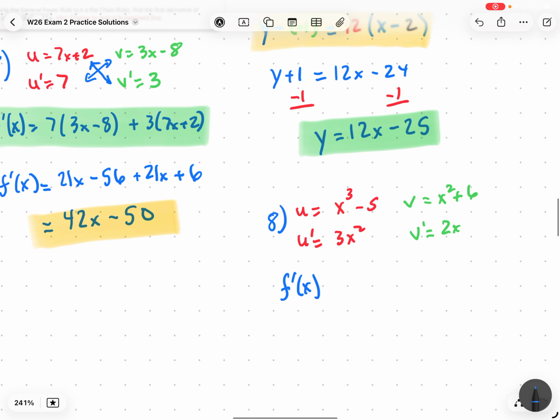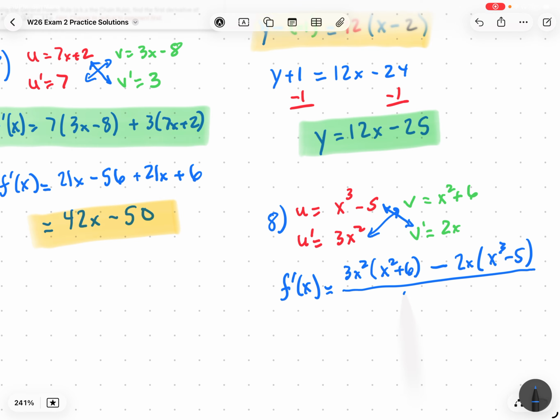So my derivative is going to be v times u prime. So that's these two, vu prime. So it's going to be 3x squared times x squared plus 6. We do the bottom one times the derivative of the top. Then there's a minus sign. And then it's going to be u times v prime. So that's going to be 2x times x cubed minus 5. And the whole thing is over v squared.